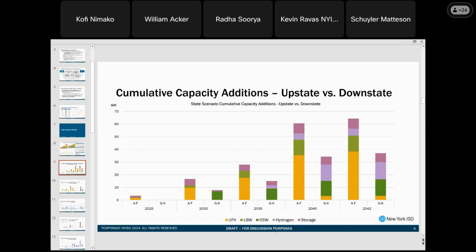So we can see, by the 2040, 2042 timeframe, a lot of solar resources and land-based wind being built upstate in zones A through F, whereas downstate in G through K, you've got a lot of offshore resources, and then the hydrogen differs. And, as discussed earlier, a lot of that is driven by LCR requirements. And then we have a distribution of the storage resources, both upstate and downstate.